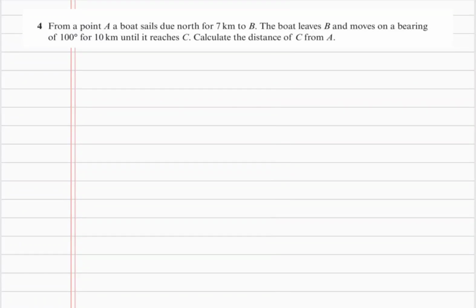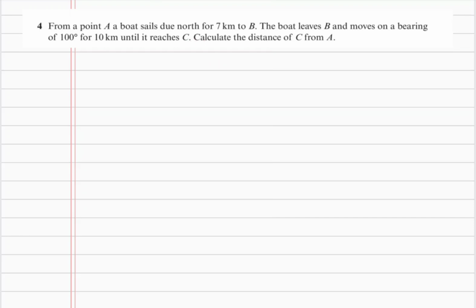Everyone, this video is on Exercise 9A, Question 4. From a point A, a boat sails due north for 7 kilometers to B, and then the boat leaves B and moves on a bearing of 100 degrees for 10 kilometers until it reaches C. Calculate the distance of C from A.